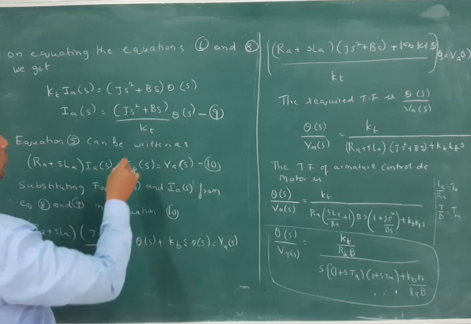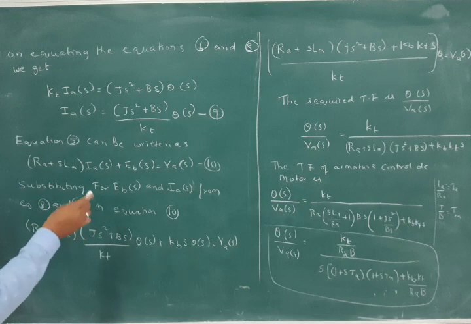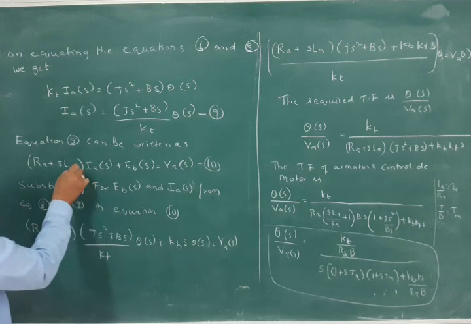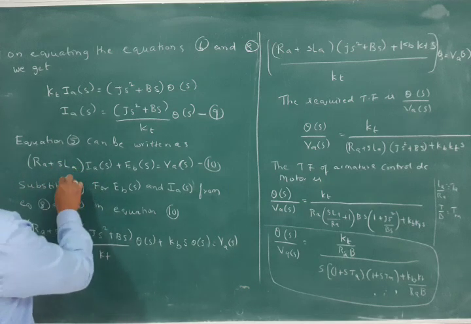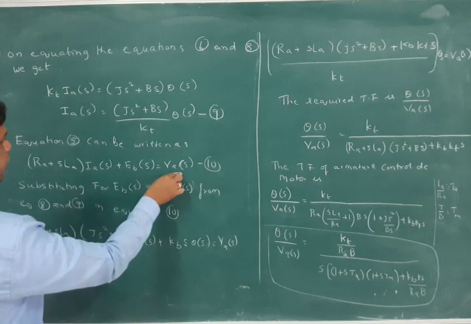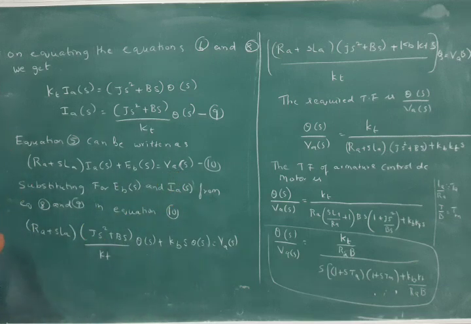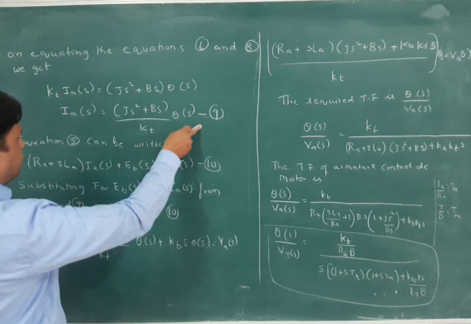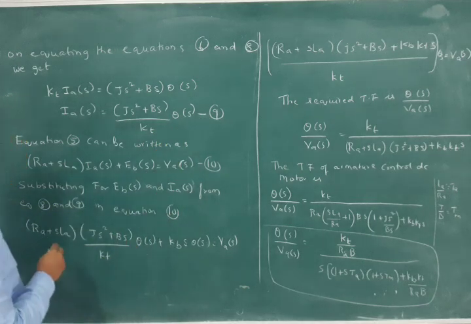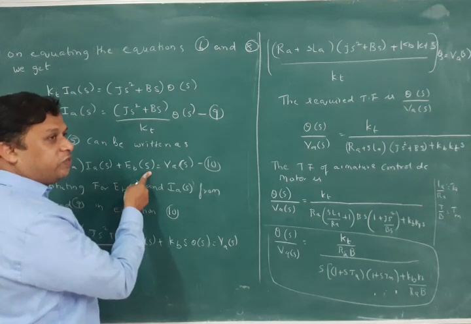and 9. As we have now seen, equations 8 and 9 are going to be substituted in the particular equation given here, (Ra plus sLa) into Ia of s plus Eb of s is equals to Va of s. So we will substitute the 8 and 9 equations in this equation, in equation number 10. The 9th equation is this one and the 8th equation we have already derived. We are substituting this 8 and 9 in the 10th equation, where it has been rewritten from the 5th equation.